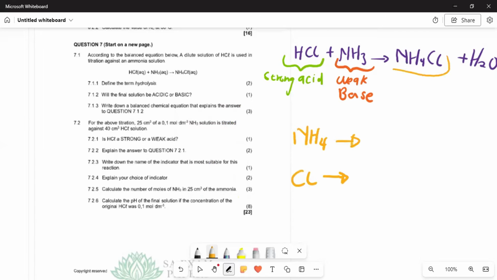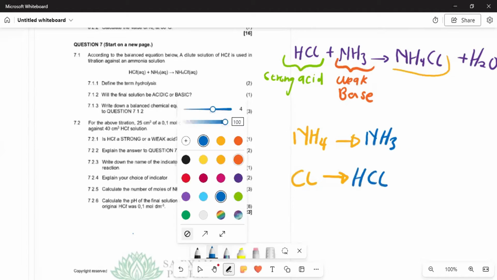First, let us take a look at NH4+. Between hydrochloric acid and NH3, where does NH4+ come from, or what is its conjugate pair? The conjugate pair of NH4+, in this case, is NH3. What about Cl-? Its conjugate pair is hydrochloric acid. Now, the next question you need to ask yourself is whether NH3 is a weak acid or a weak base. In this case, we said it is a weak base, and hydrochloric acid is a strong acid.